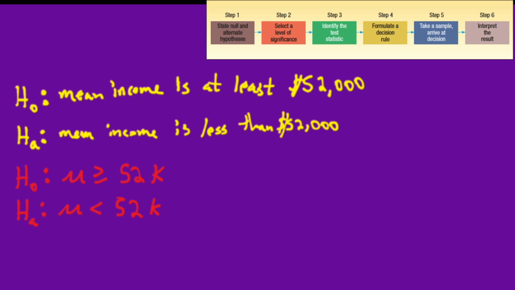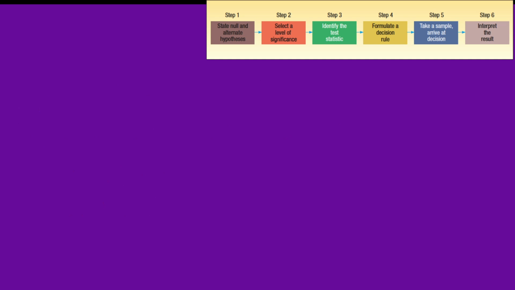It might be helpful to see a few more examples. Okay, so we have our mean income. We might think about other questions or other scenarios where we might want to test a hypothesis.